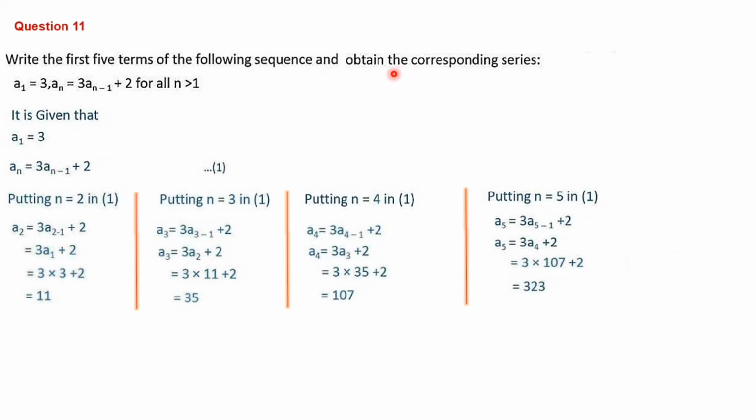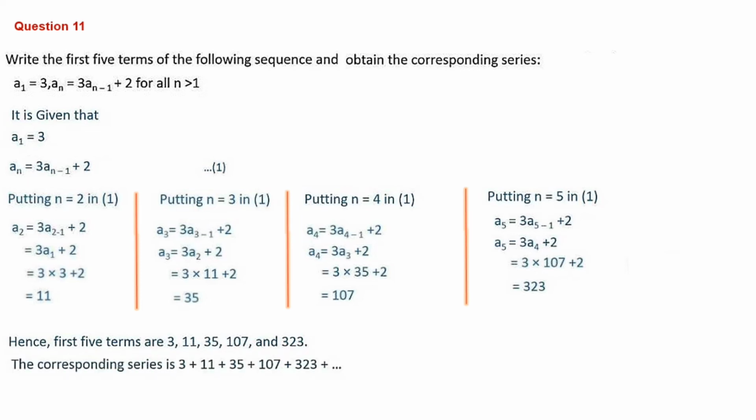Then we have to write the corresponding series. So the first 5 terms are 3, 11, 35, 107, 323. Writing the series is quite simple. Just put a plus symbol in between instead of a comma and write. So 3 plus 11 plus 35 plus 107 plus 323 plus etc. This is the corresponding series.